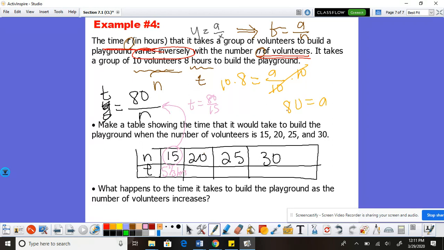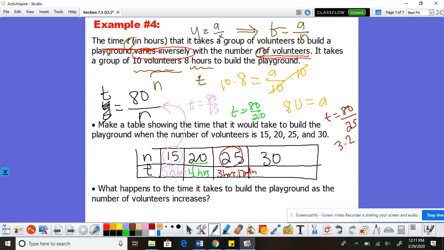Next, what happens when my n is 20? So t equals 80 over 20. Well, that's a lot easier. It's only going to take 4 hours to build the playground. What about when it's 25? So t equals 80 over 25. I get 3.2, which is roughly 3 hours. 0.2 is 1/5 of an hour, so that'd be 12 minutes. Or just 3.2 hours, whatever Big Ideas wants.